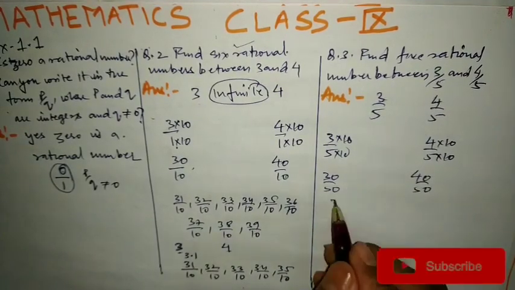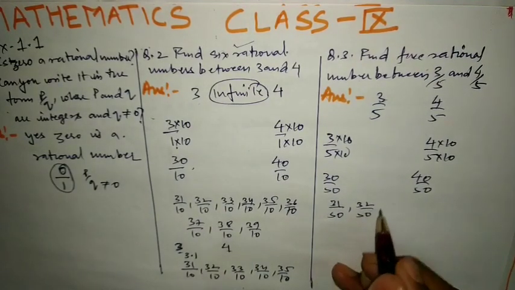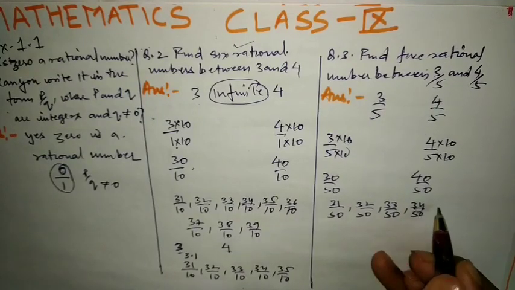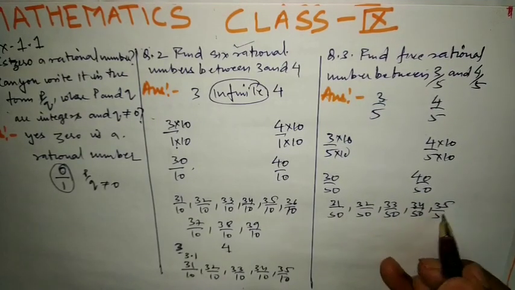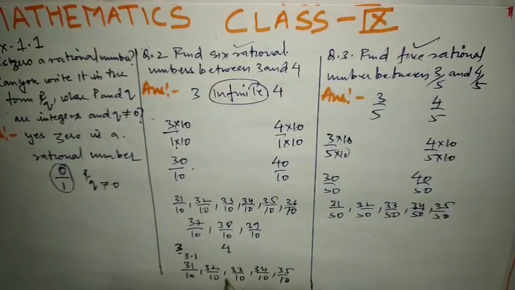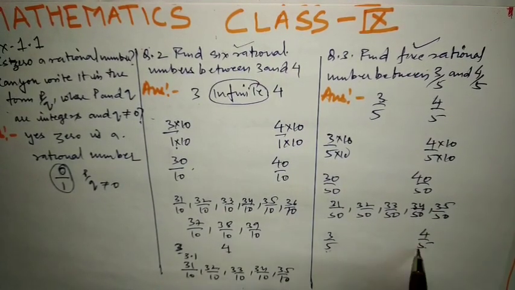Okay. So what? 31 by 50, 32 by 50, 33 by 50, 34 by 50, 35 by 50. So we have 5 rational numbers between. अगर इसी को इस तरीके से निकालना होता तो कैसे निकालते? 3 by 5, 4 by 5. So the denominator is same. सबसे पहला काम denominator same करना है.